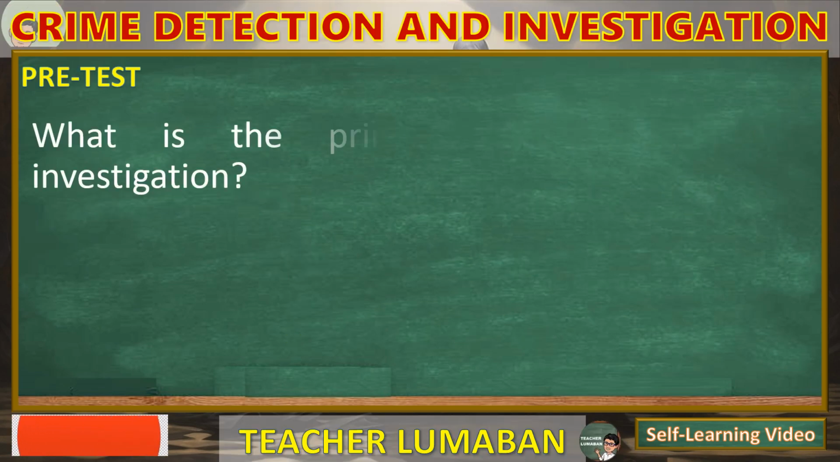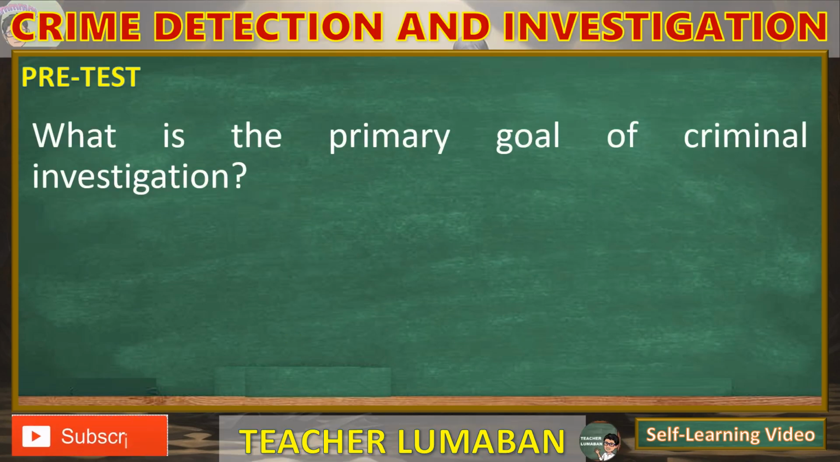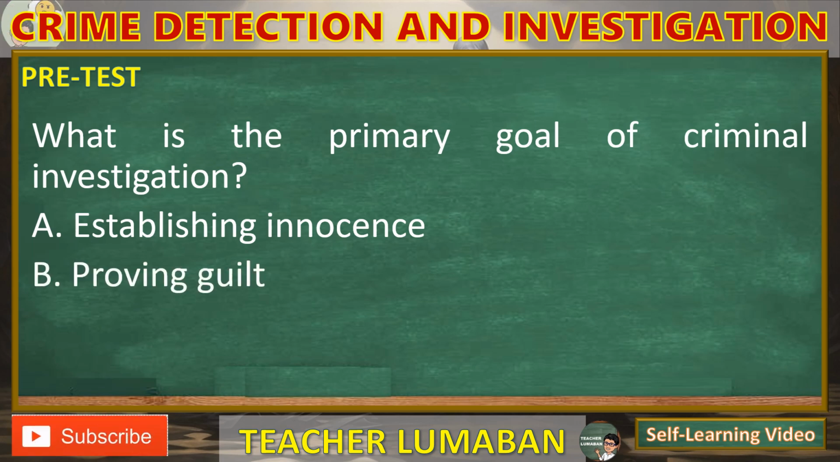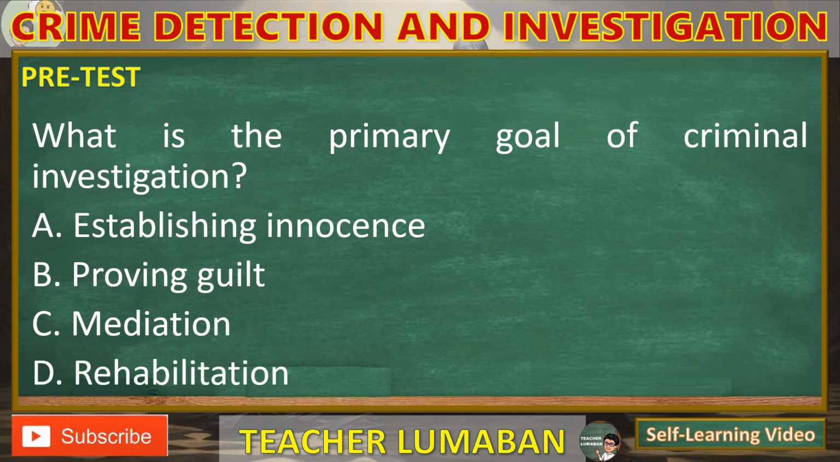What is the primary goal of criminal investigation? A. Establishing innocence. B. Proving guilt. C. Mediation. D. Rehabilitation.